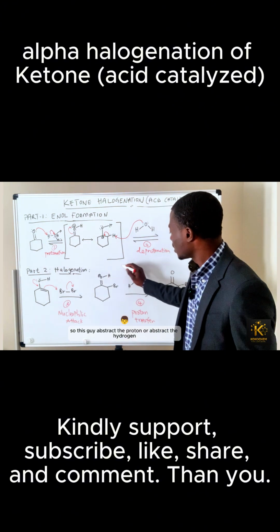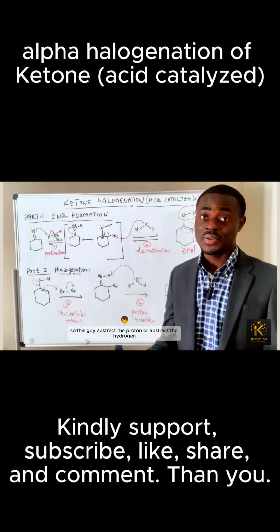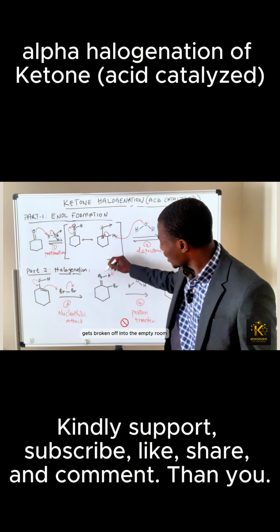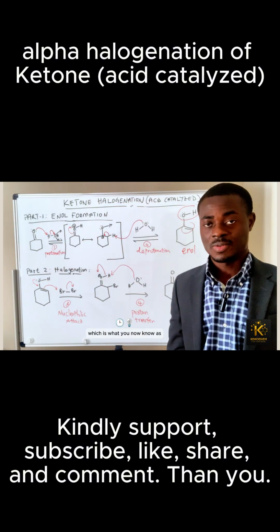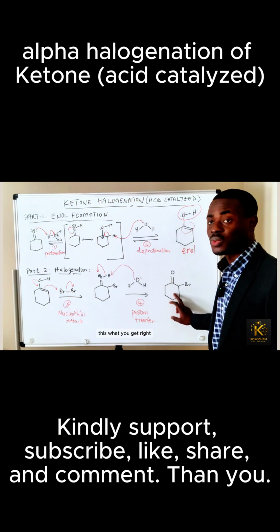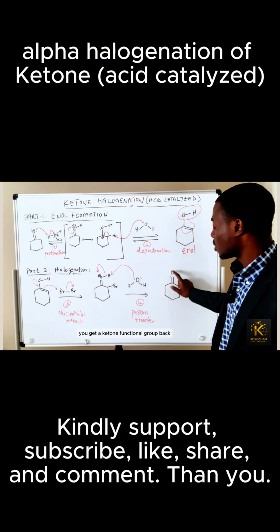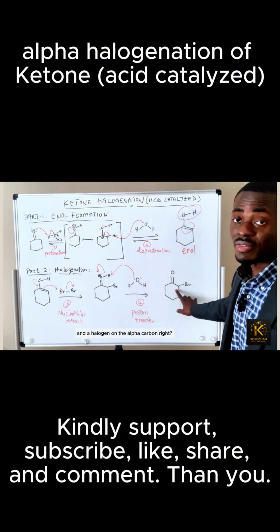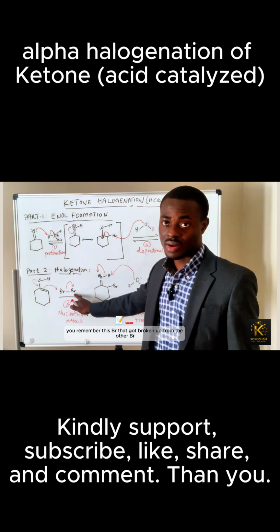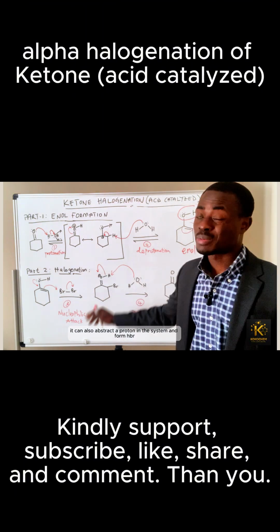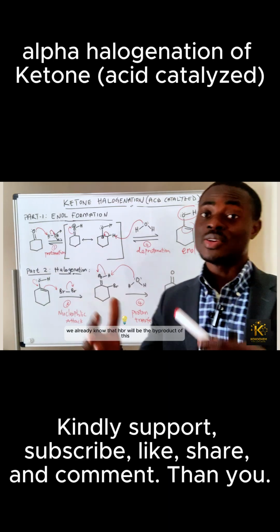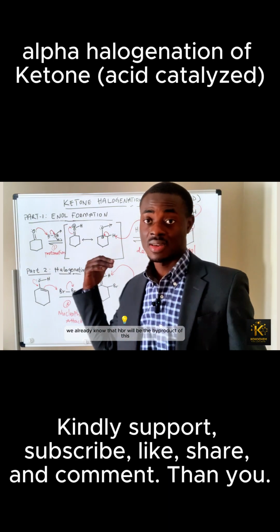So this guy abstracts the proton, or abstracts the hydrogen, and the bond that is shared between the oxygen and the hydrogen gets broken off into the empty room, which is the orbital, or the plus sign. Okay, when that happens, this is what you get, right? You get a ketone functional group back and a halogen on the alpha carbon. So this will be a product, and then of course you remember this Br that got broken off from the other Br can also abstract a proton in the system and form HBr. Okay, that's not our concern. We already know that HBr will be the byproduct of this reaction.